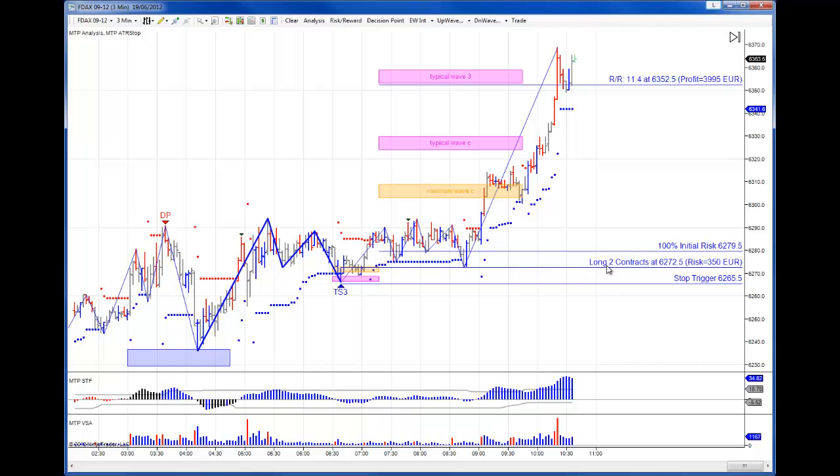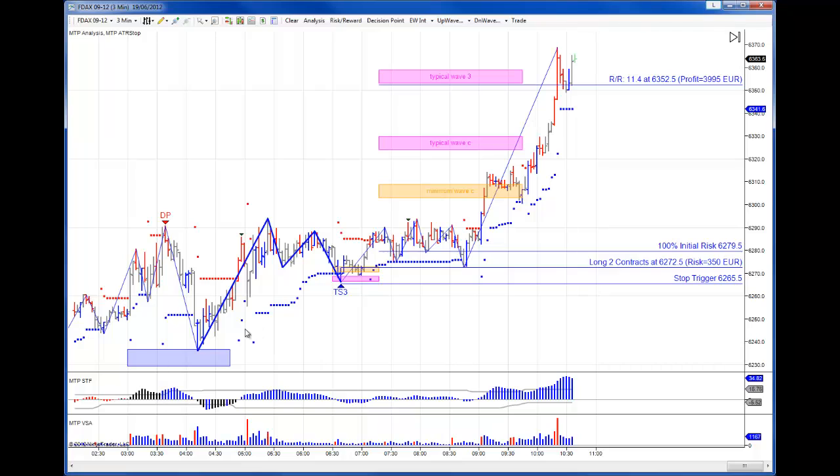So that meant on this particular setup you can go long 2 contracts. That kept our initial risk small, but you can see the beauty of this trade setup is that when it reached the typical wave 3 WPT, which was here, the profit was actually 11.4 times the initial risk. So for an initial risk of 350 euros, the profit was approximately 11 times greater than this, or 3,900, well almost 4,000 euros. And that's the beauty of these Holy Grail trade setups, because, for me anyway, they represent the largest profits for the smallest initial risk.